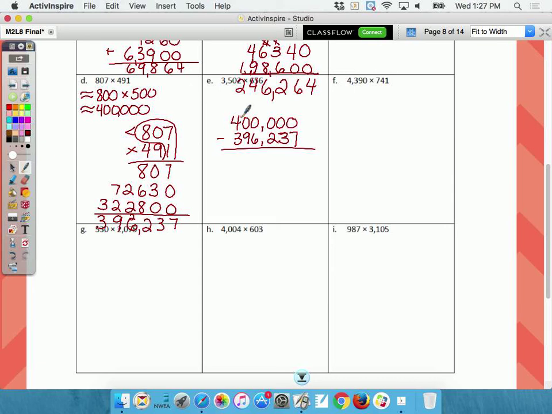How do I do this? I go next door about 5 times or 6 times. And then I've got what? 9, 9, 9, 9, 10. And we know why, don't we? Because we have to keep going and borrowing and passing them on to the neighbors. So 10 minus 7, 9 minus 3, 9 minus 2, 9 minus 6. So my difference is 3,763.